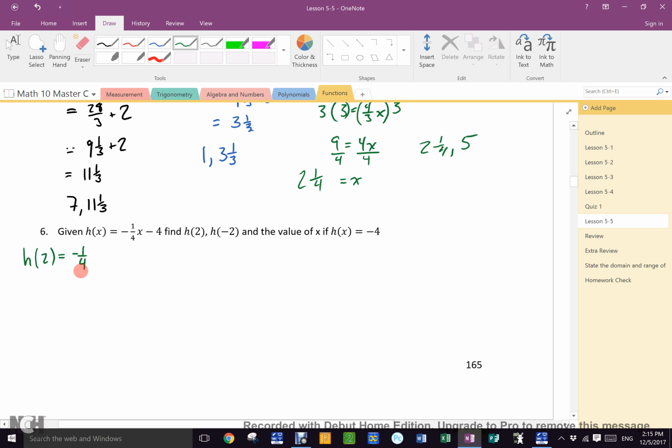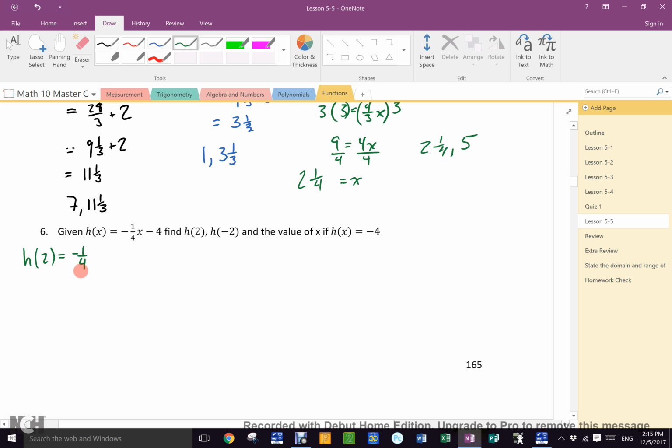Great. What is 1/4 times 2? 1/2. But there's a negative, right? So it's negative 1/2 minus 4. Negative 1/2, and I'm going further negative. Jack? It's 4.5. Negative 4 and a half. What is my ordered pair? 2 and 4 and a half.